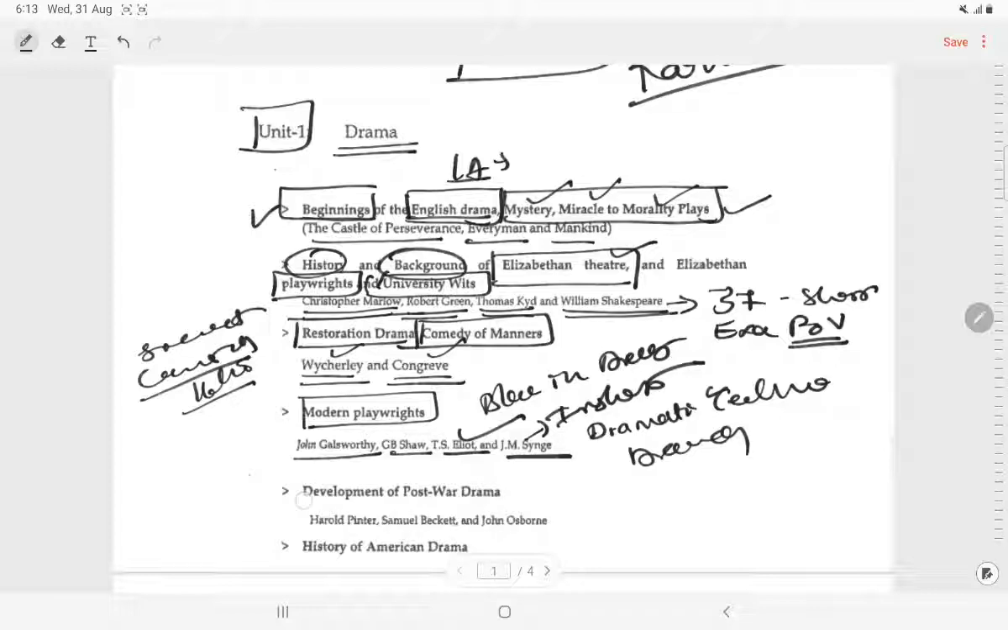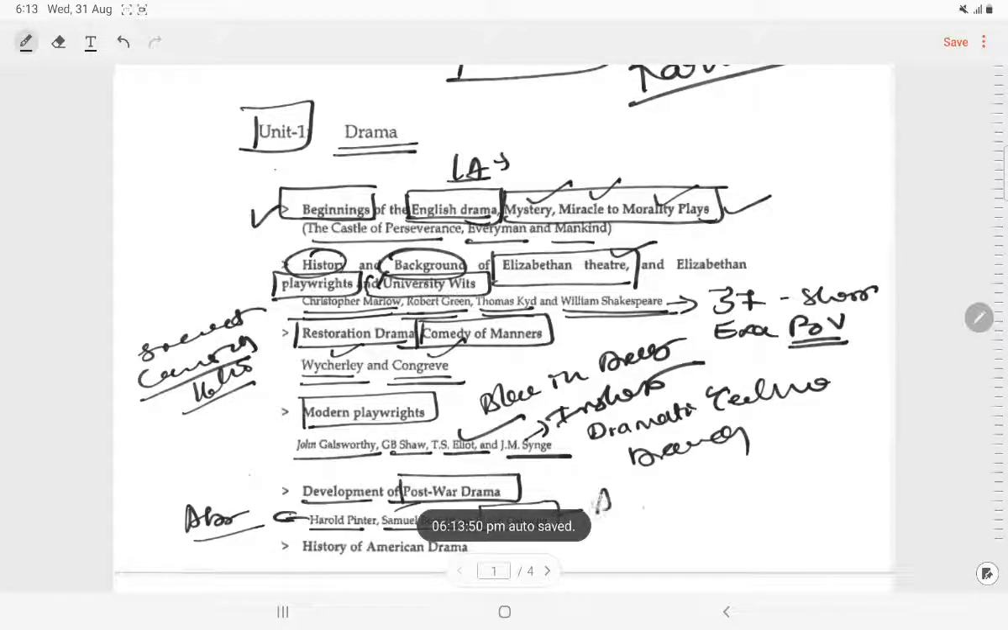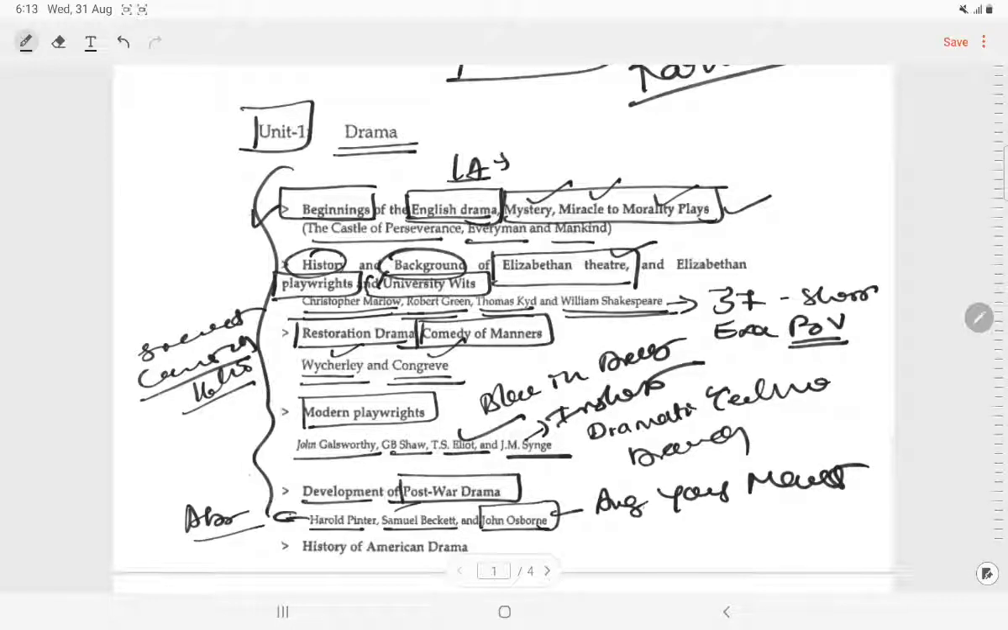And coming to the next one, the development of post-war drama. It means after 1947. Who are the very important post-war dramatists? The very first is Harold Pinter, Samuel Beckett, John Osborne. Harold Pinter belongs to absurd drama, Samuel Beckett also belongs to absurd drama, and John Osborne belongs to the angry young men movement. So this is all about British drama we have to study. On these topics, I'm going to bring you very short and useful videos on our YouTube channel. These are all the parts of British literature, especially British drama.